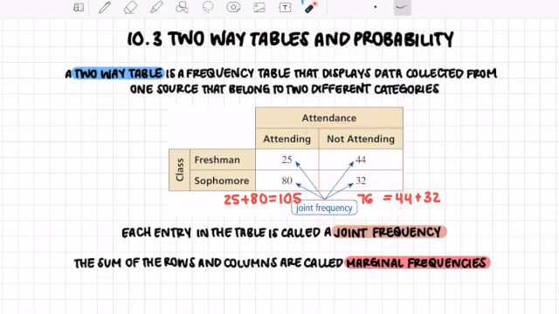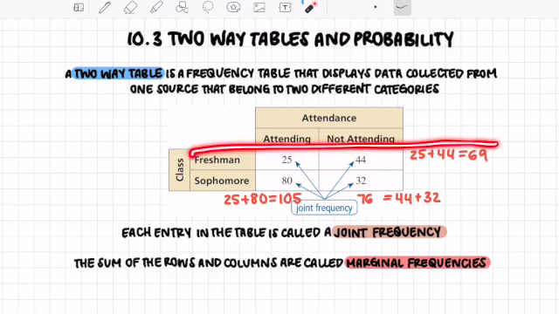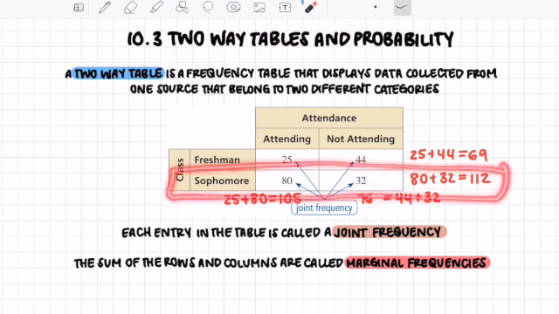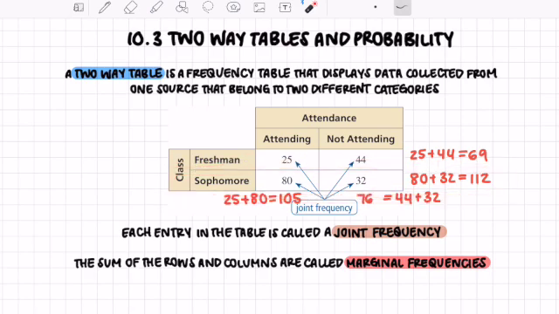And the data was collected, let's see, 25 plus 44. So we collected data from 69 freshmen, right? And we collected data from 80 plus 32, which is 112. So we collected data from 112 sophomores. And so this is how we are going to be understanding the two-way table.